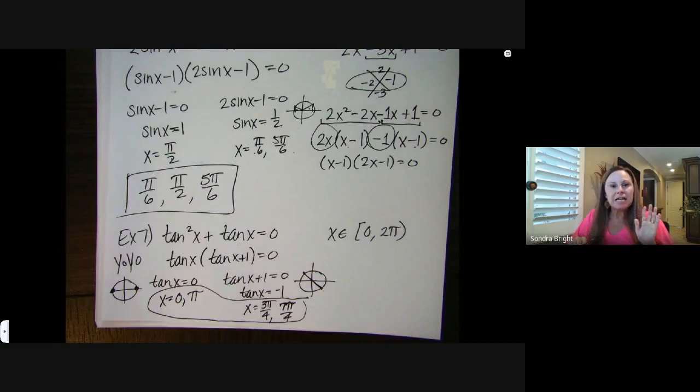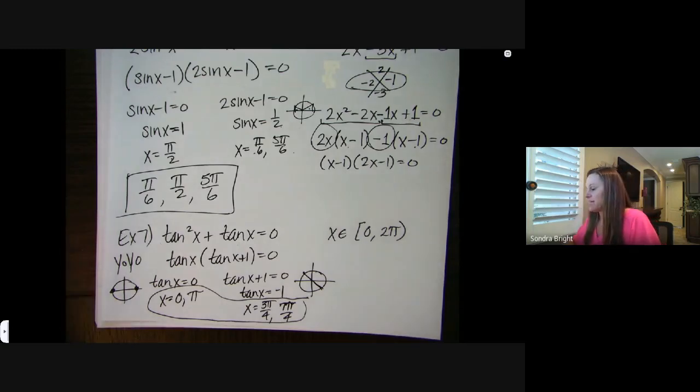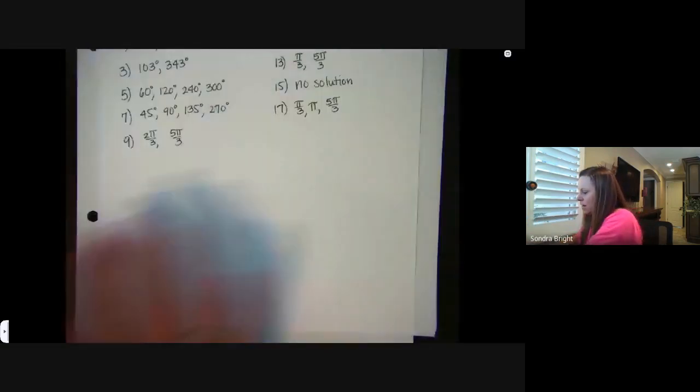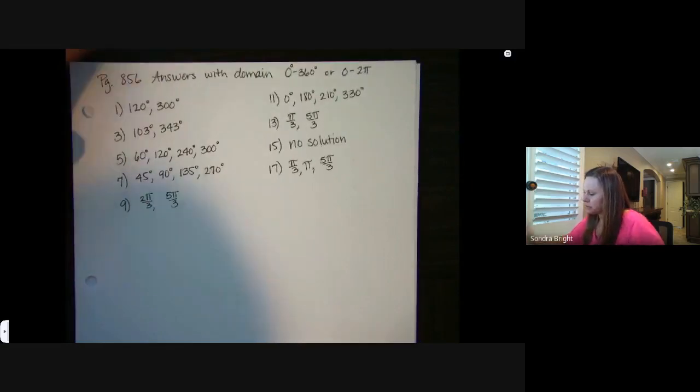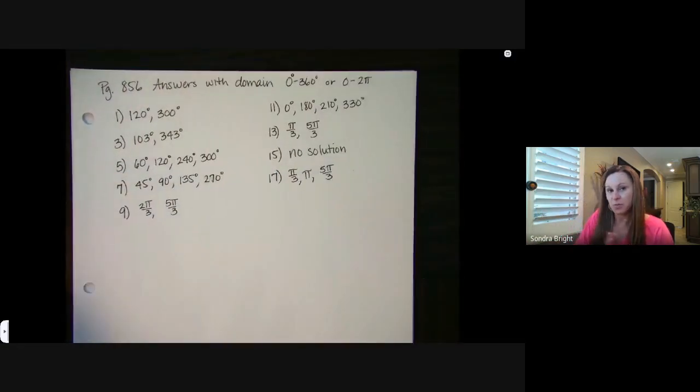All right. Your textbook does some very funky domains. Really bad. My directions to you are, if you see degrees in the domain, then do it from 0 to 360. And if you see radians in the domain they're asking you to do, then go 0 to 2 pi. And here, so the answers in the book will be slightly different than the ones that I want you to give.